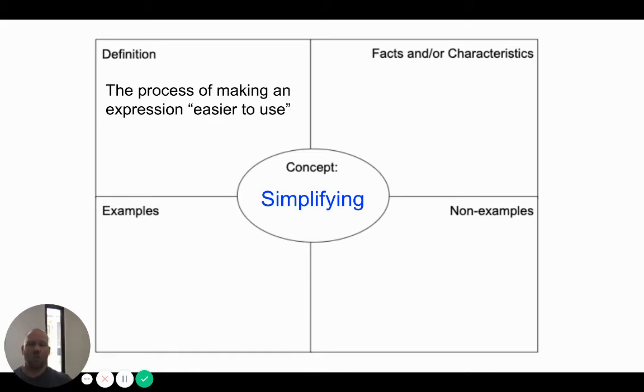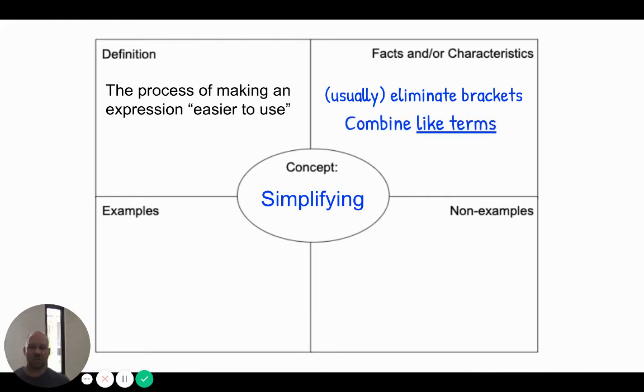So when we are simplifying an expression, if there's brackets, usually what we're going to do is eliminate those brackets. We're not really going to do that today. We're going to focus on that more next class, but that is one of the steps typically involved with simplifying. What we're going to focus on today is combining like terms. That's probably the most important part when you're simplifying an expression.